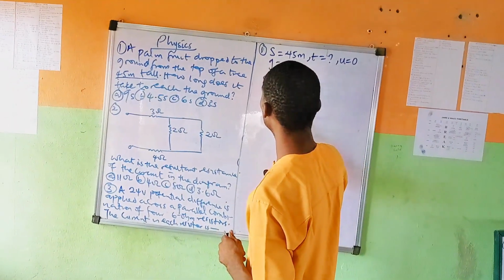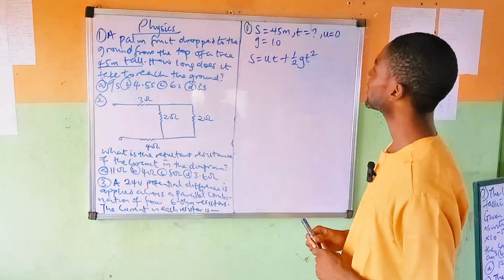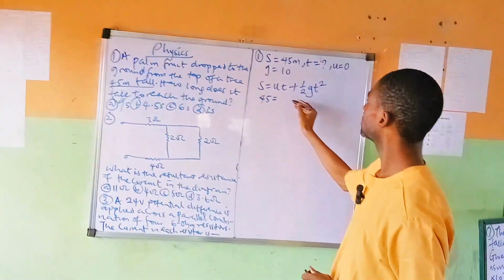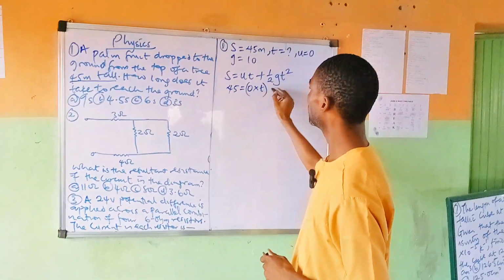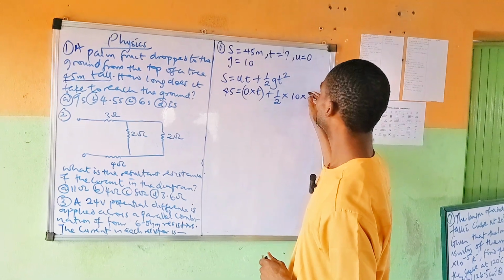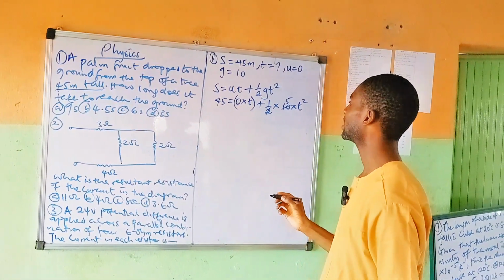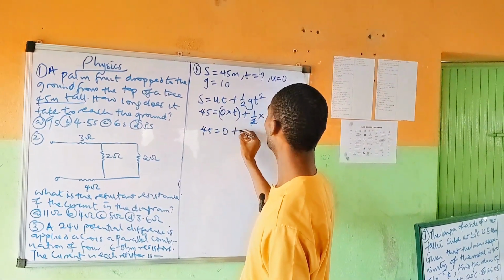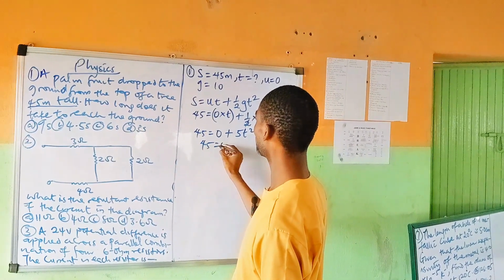So the formula we are using will be s equals ut plus half gt squared. So if you key in the parameters given, you have 45 equal to 0 times t, which is all 0, plus half times your g, which is 10, times t squared. 2 into 10 is 5. So you have 45 equals 0 plus 5t squared. So you have 45 equals 5t squared.